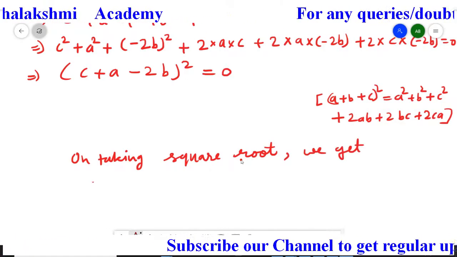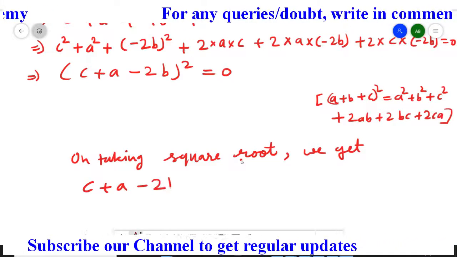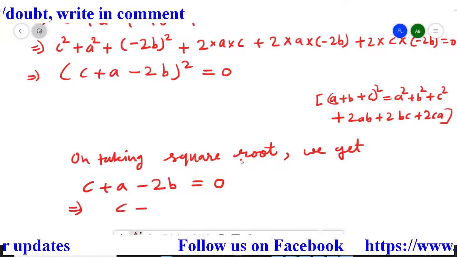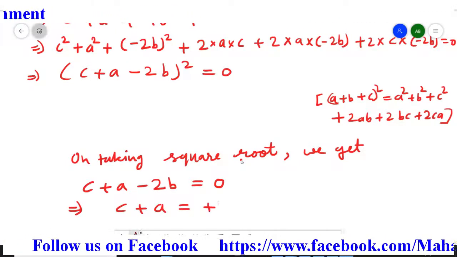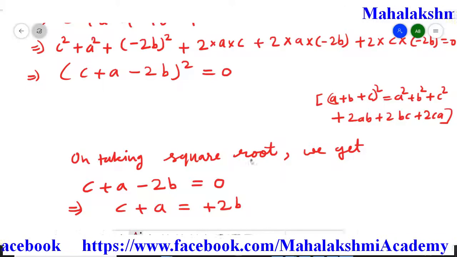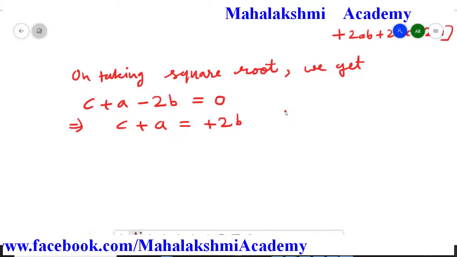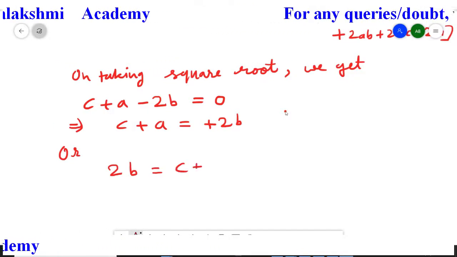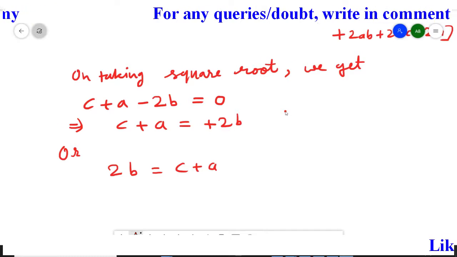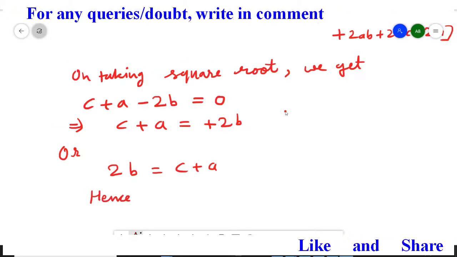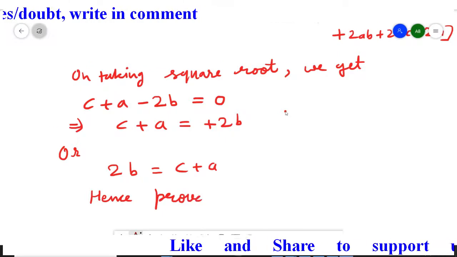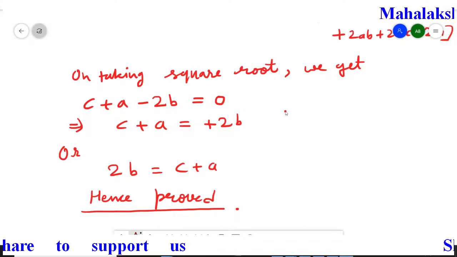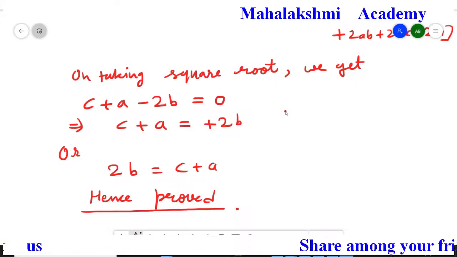we get c plus a minus 2b equal to 0. Now from here, this 2b is shifted to the other side, so you will get c plus a is equal to plus 2b, and the same thing you can write as 2b is equal to c plus a, and this only we have to prove, so we will write down finally hence proved.